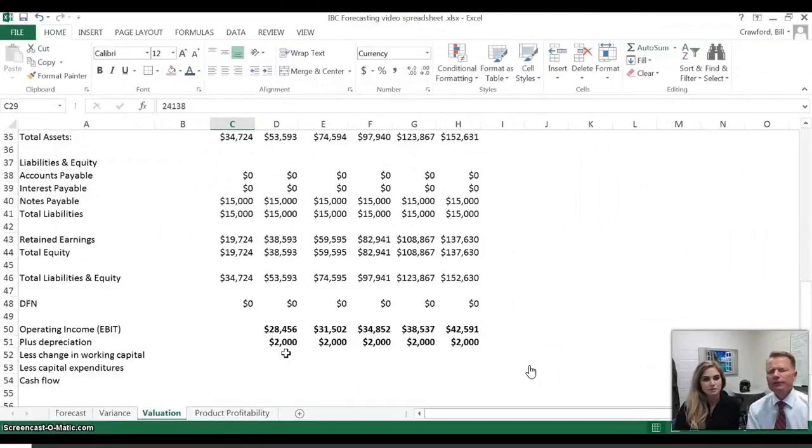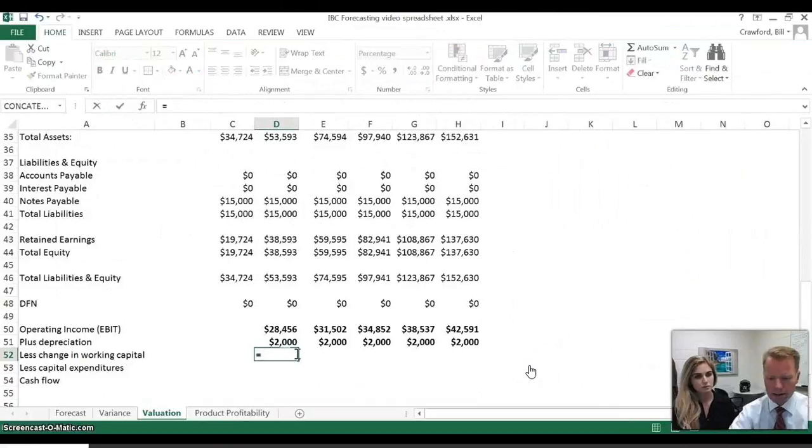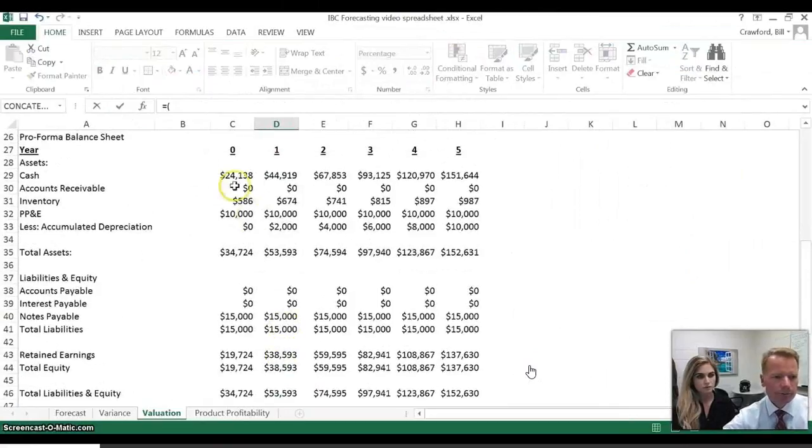Now we're going to show you the change in working capital. Working capital is just the current assets of a business minus the current liabilities. So let's give it a shot here. And that's some amount, and let's just figure out what it is right now. So current assets, we're going to start with year 1, and it's going to be accounts receivable plus inventory.